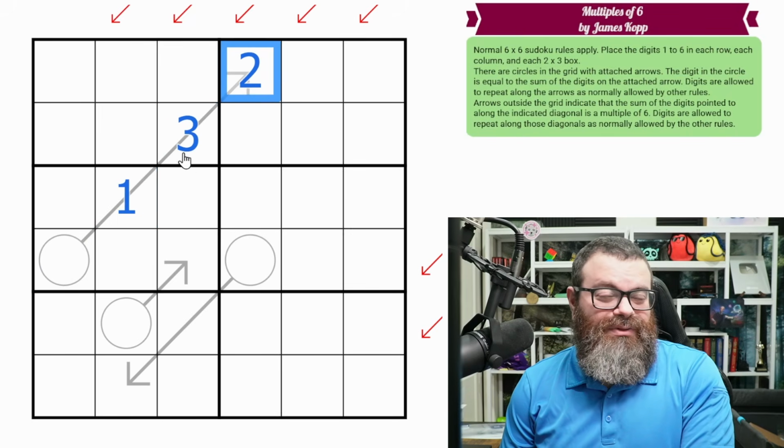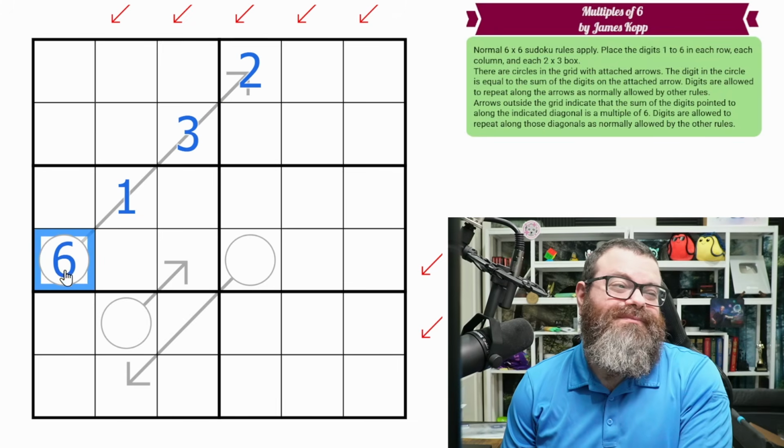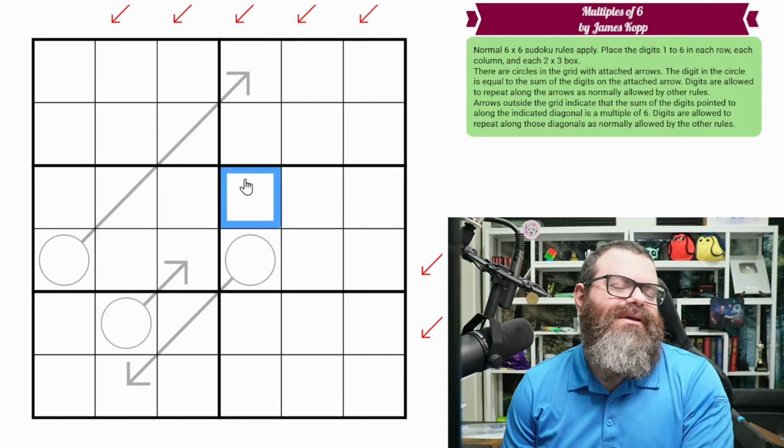That's no good. 2, 3, 1. 2 plus 3 plus 1 is 6. We could put a 6 here. 7 didn't work because there's no 7 in the puzzle.